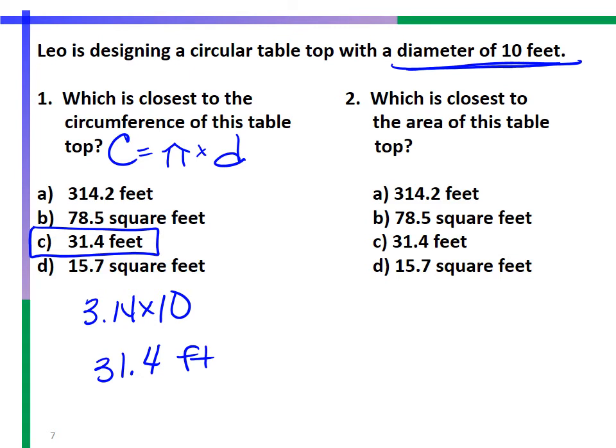So which is closest to the area of the tabletop? So the area is equal to pi times the radius squared. That's why I like to write that. So I need a radius here. So my radius is going to be 5. So what I'm doing is I'm doing 3.14 times 5 squared.